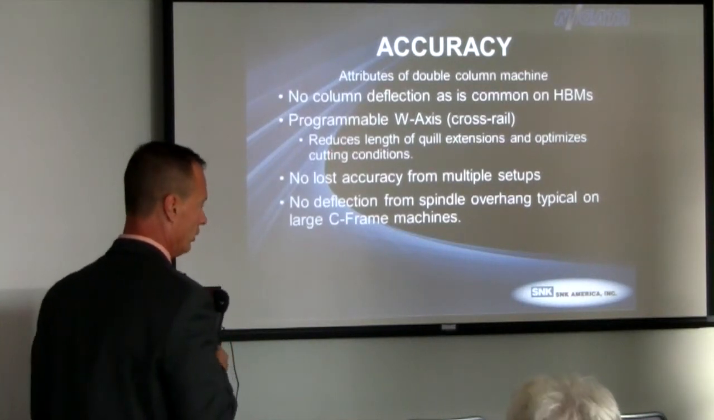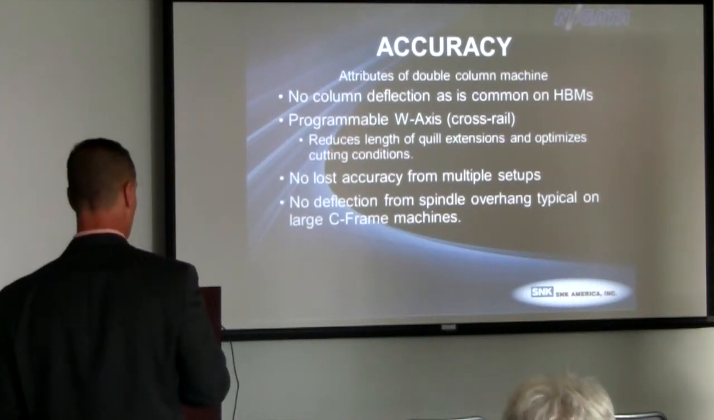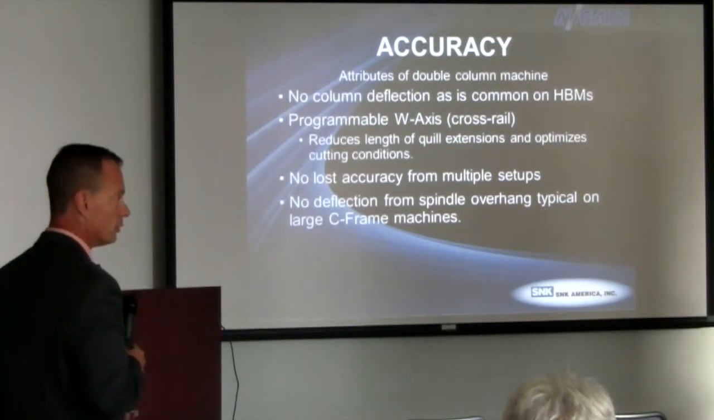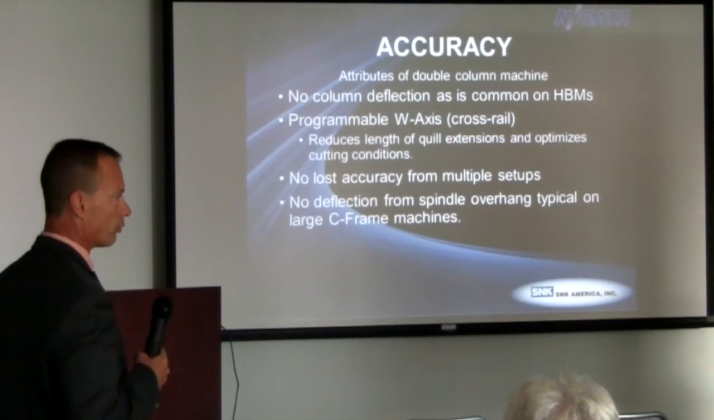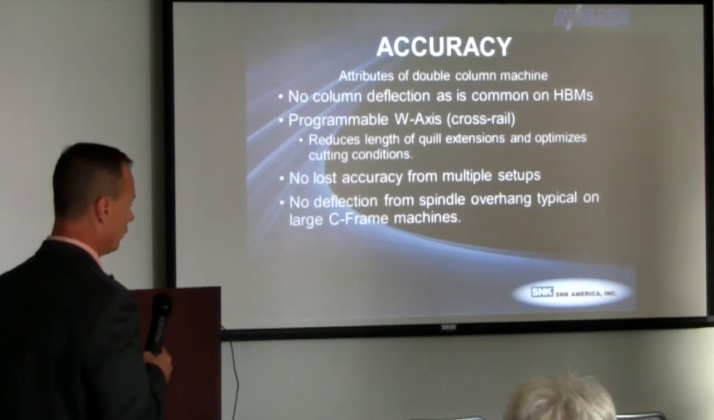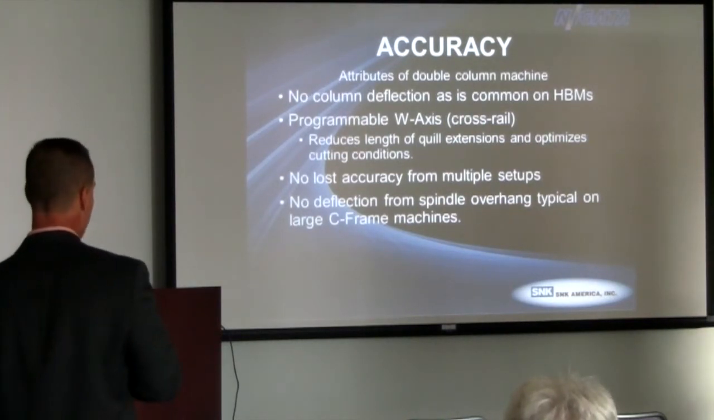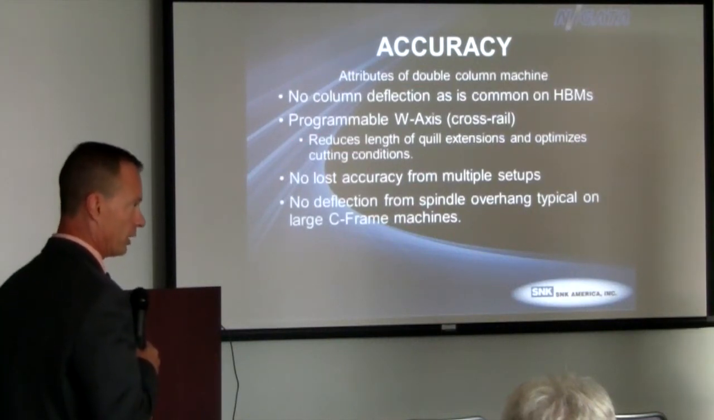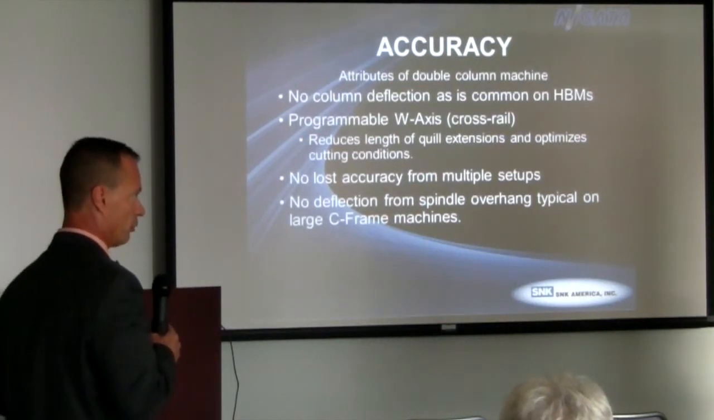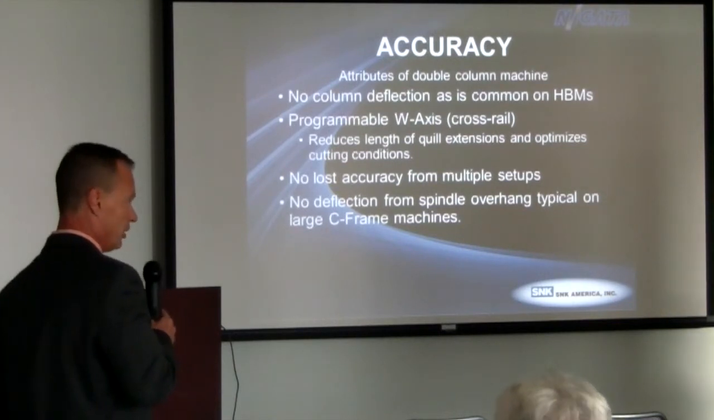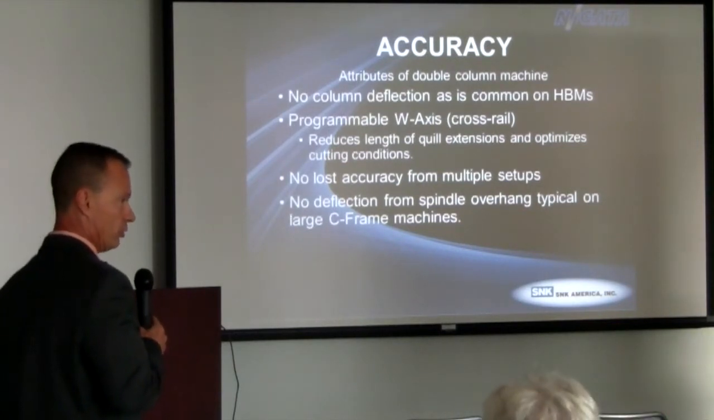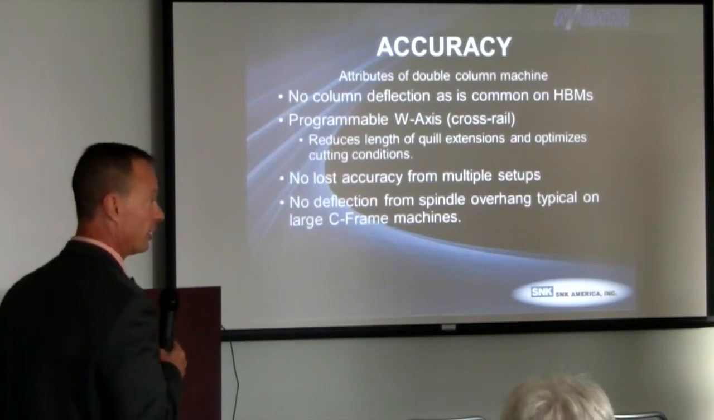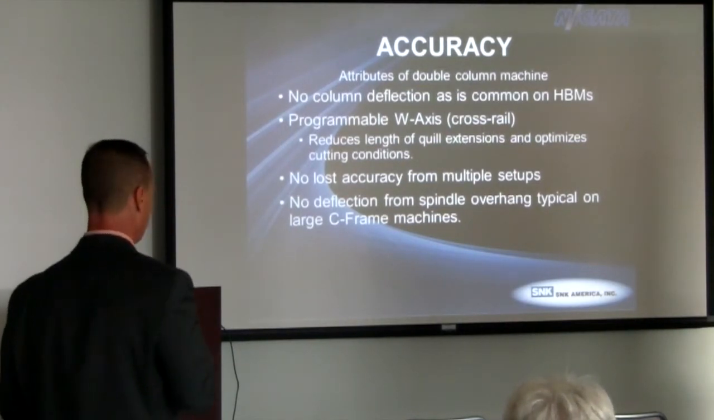There are many styles of machines out there, bridge type machines or double columns. Some have fixed rails, some have movable cross rails, positioning. We use a fully programmable cross rail. So what that allows us to do is, by moving the cross rail and the quill together, we're able to position in a manner which keeps the quill extensions and the tool extensions as short as possible, increasing cutting capability, the ability to take heavy cuts, to remove material very efficiently.